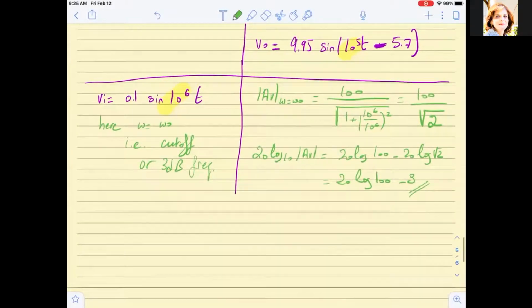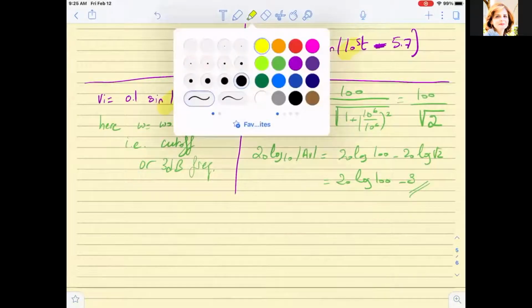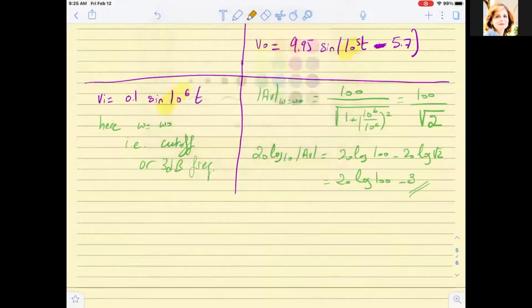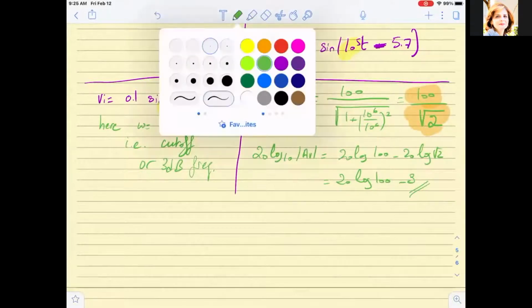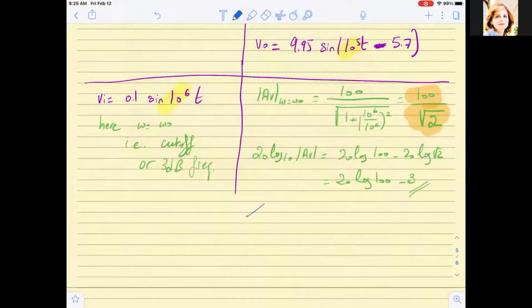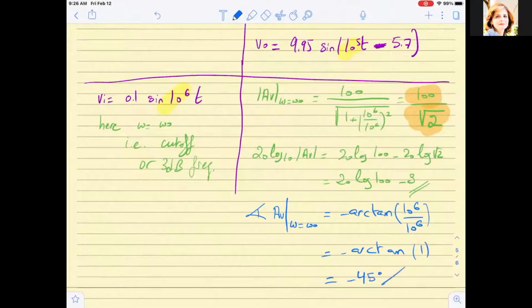Now, at this 3 dB frequency, the magnitude is equal to 100 over root 2. Let us see what the phase comes out to be. So the phase of AV at omega equal omega 0 is going to be equal to minus arctangent of 10 to the 6 over 10 to the 6, which is minus arctangent of 1, which is minus 45 degrees.